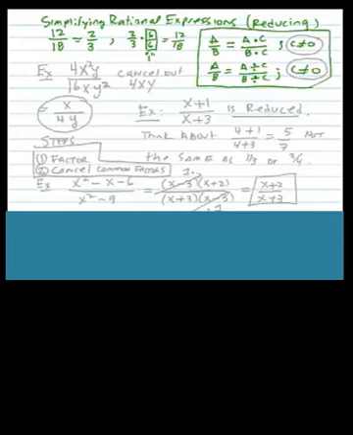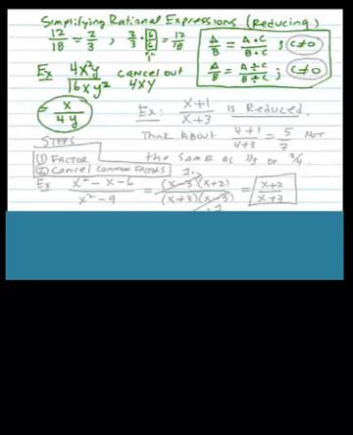Let's take a look at an example. If we have 4x squared y over 16xy squared, and the question says reduce. Now the goal is to ask ourselves, what common factors can we cancel out? Therefore, we can cancel out a common factor of 4x and a y. That gives you x in the numerator and 4y in the denominator.